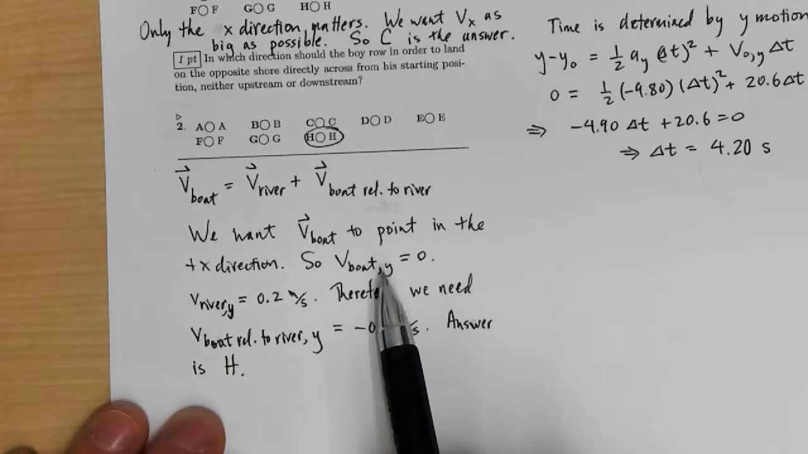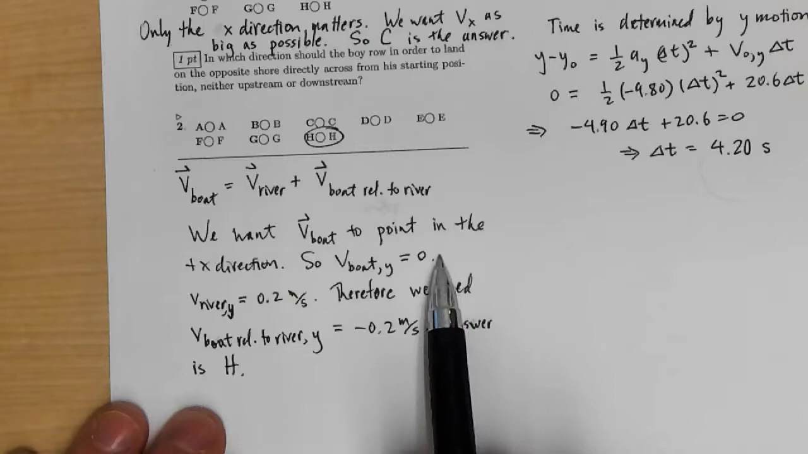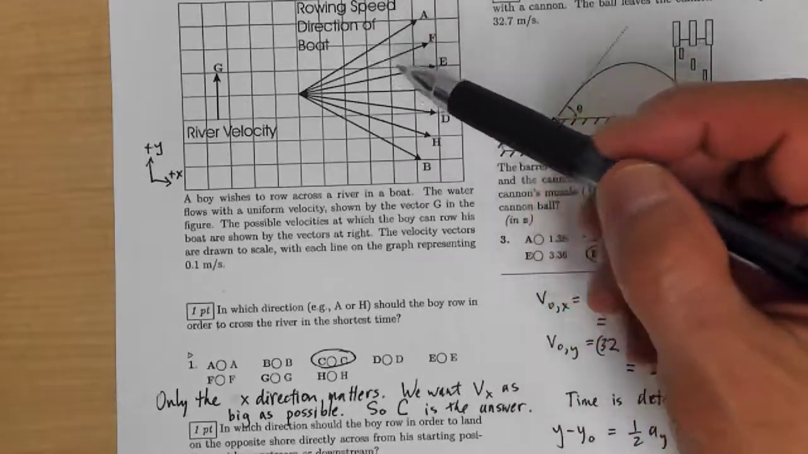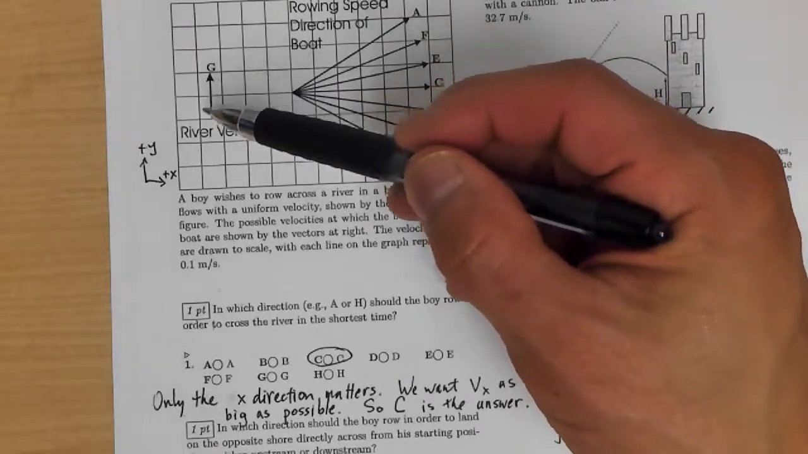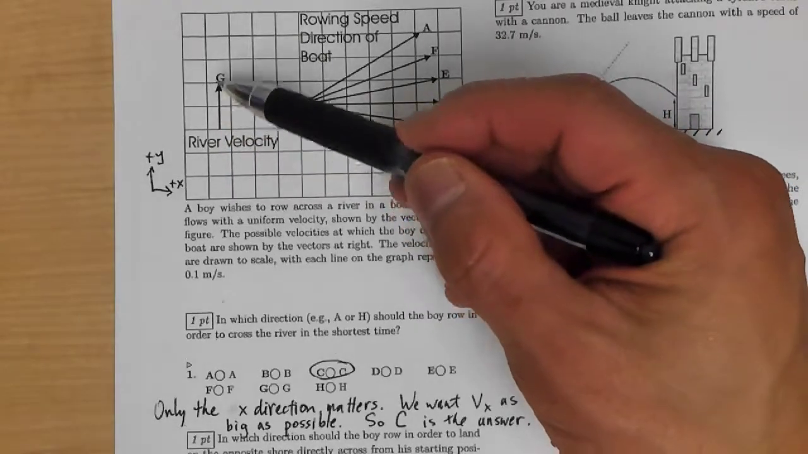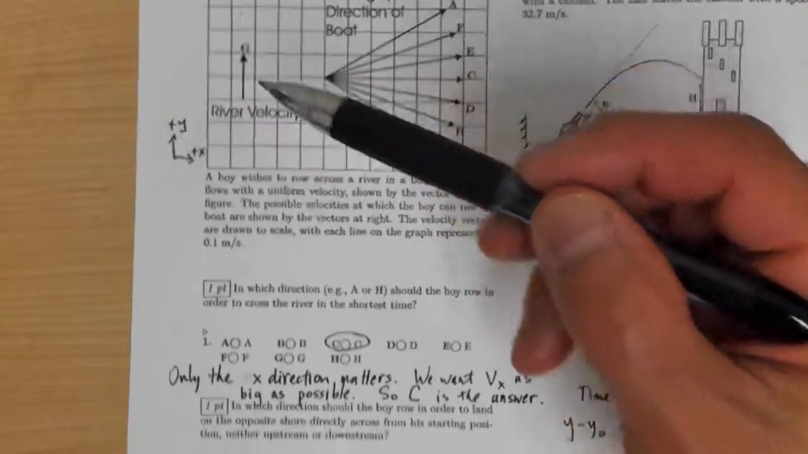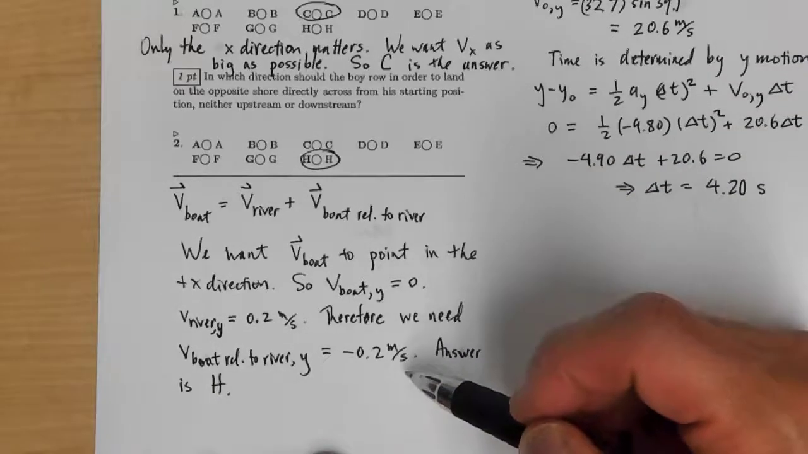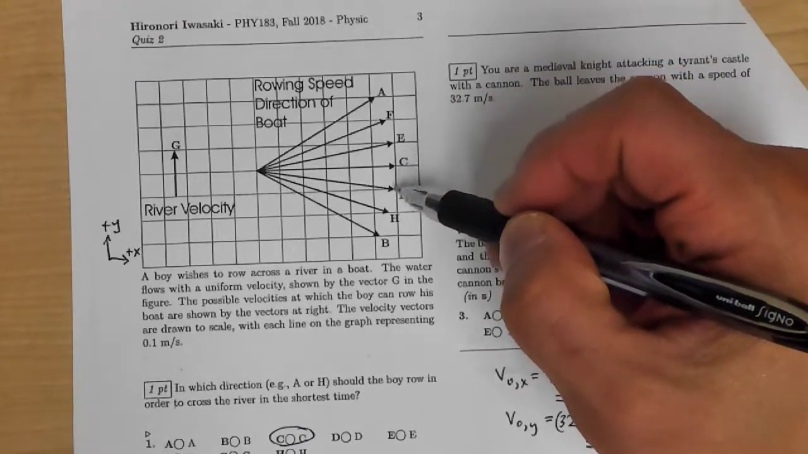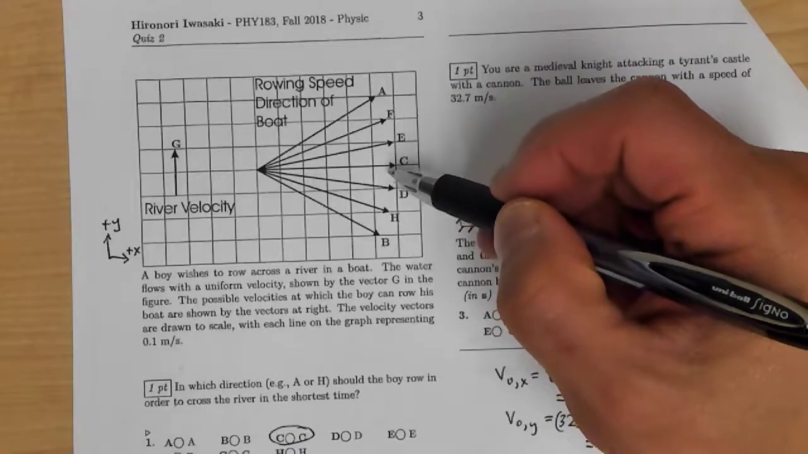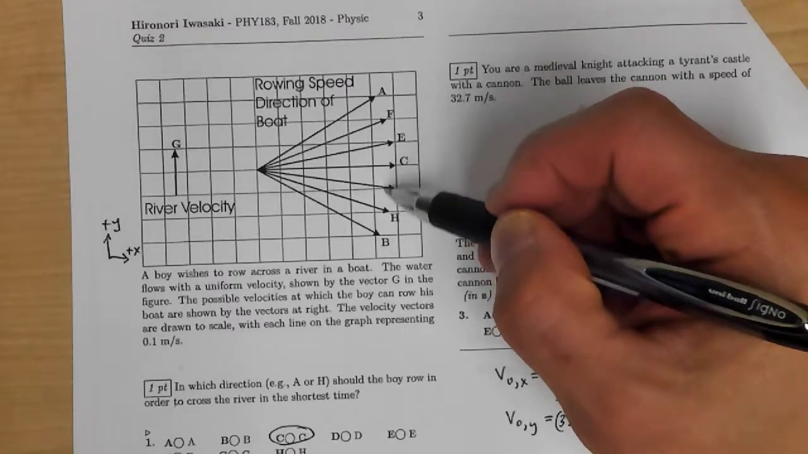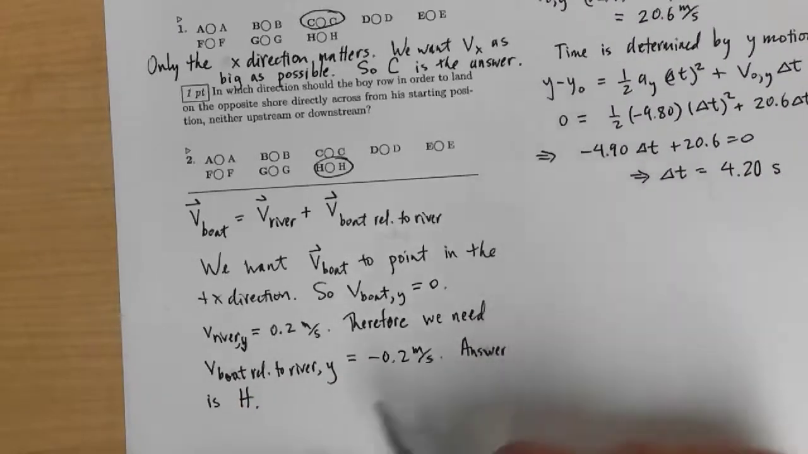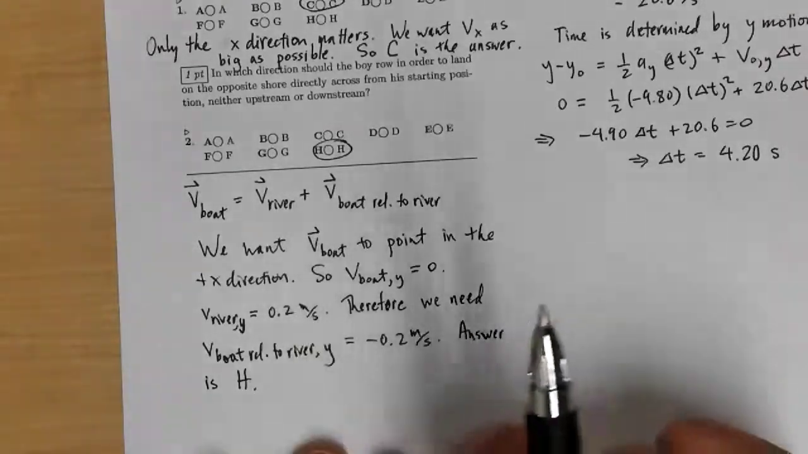This means that the v boat y component needs to be 0. We know that the y component of the river velocity is 2 blocks up, so that's 0.2 meters per second. Therefore, we need the y component of the boat relative to the river to be minus 0.2 meters per second. So that's h, which has negative 0.2 in the y direction, so the answer is h.